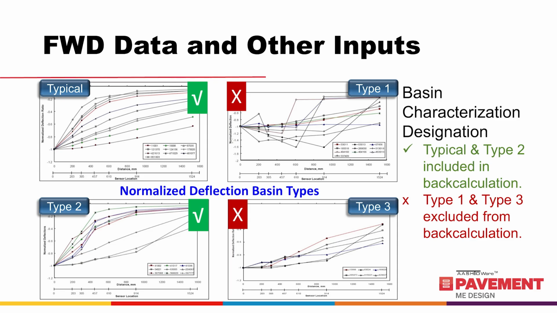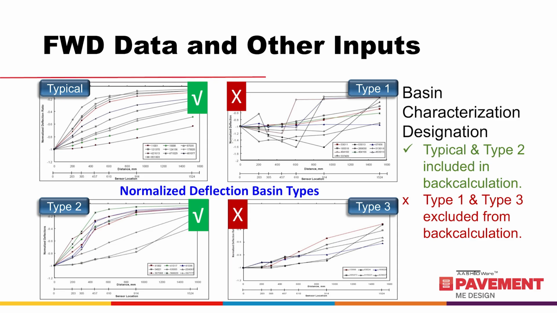These types of basins are when the deflections decrease with distance from the loading plate. The back-calculated elastic layer moduli from a typical basin will typically have better results between the measured and calculated basins from a type 2 basin. In other words, the calculated basins are closer to the measured basins for a typical basin than the type 2 basin. The difference between typical and type 2 basins is the rate of change in the decrease as illustrated in the graphs on the left.